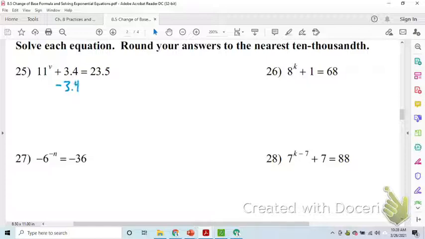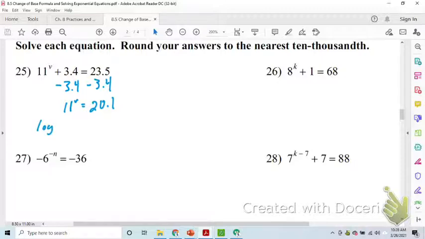We're going to subtract 3.4 from both sides here, trying to get the 11 to the v by itself. We've done it. That's going to equal 20.1. I think. Yeah, I'm going to stick with that answer. Great. So then, to get the v by itself, I have to take log of both sides.